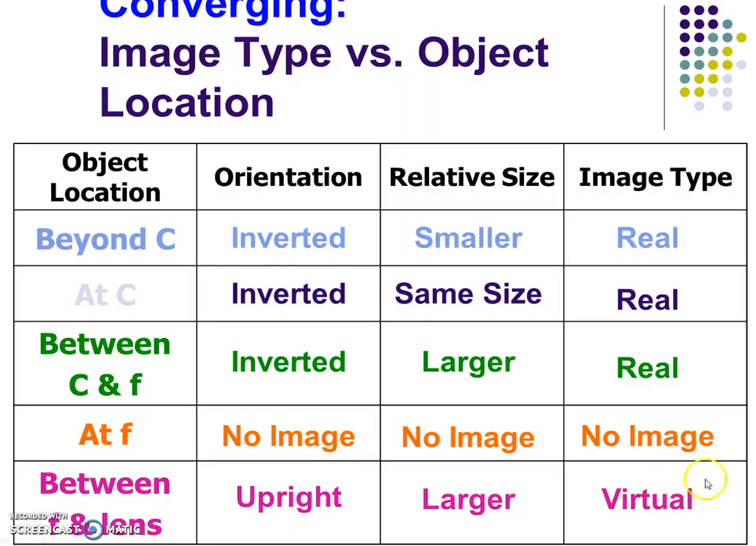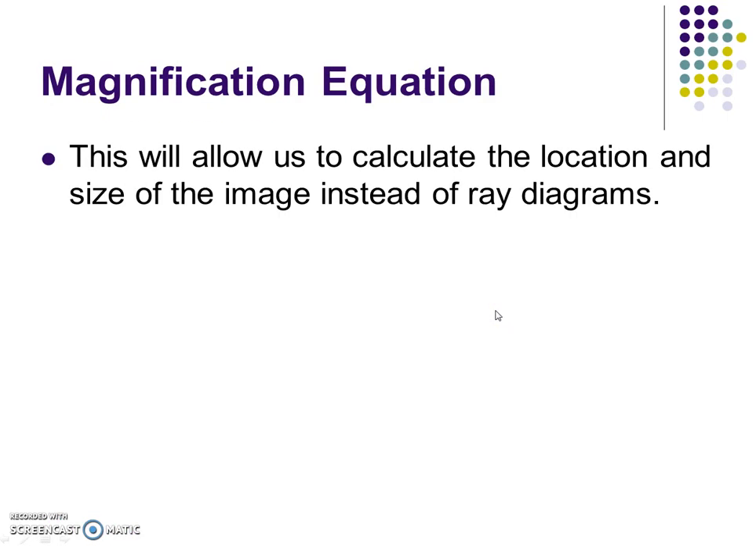When the object's at the center of curvature, this is the only time this occurs where it's the same size. So when the object is at C, the image is also at C, and it's the same size. If it's anywhere besides C, it's going to be a different size. So please note that when it's at C, the center of curvature, it's the same size.